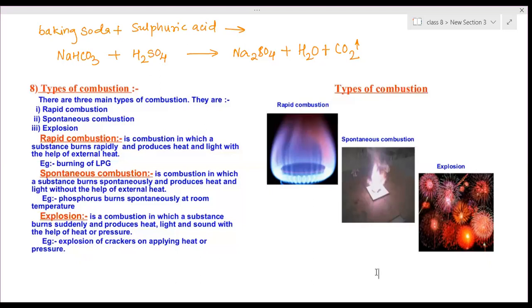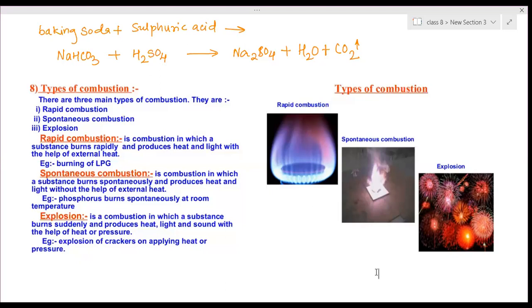Yes, we have to light a matchstick and put it near the gas. So that means we have to bring a matchstick or burning candle near this gas, then the gas catches fire. Or even a lighter.